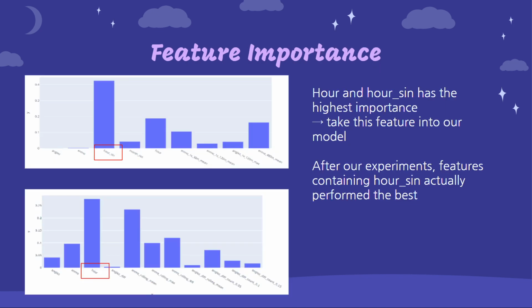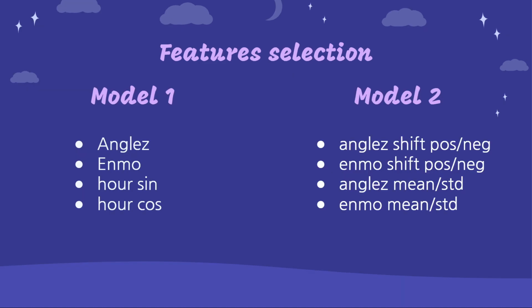We tested the feature importance and found out that hour and hour sine have the highest importance. So we take these features into our model. Then we choose different combinations of features and test. After our experiments, features containing hour sine actually perform the best. And here are the final features we selected.